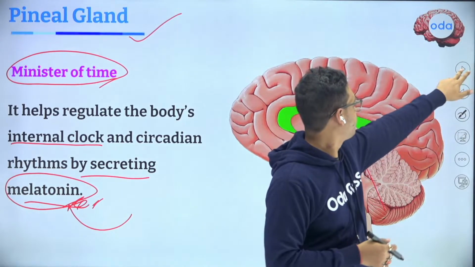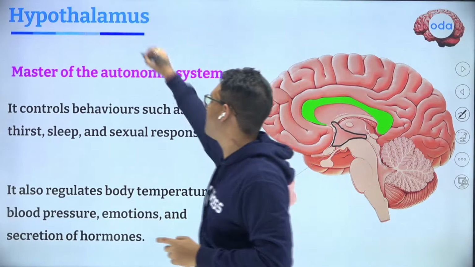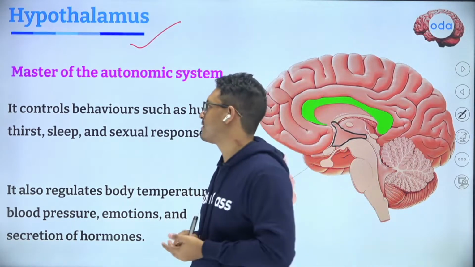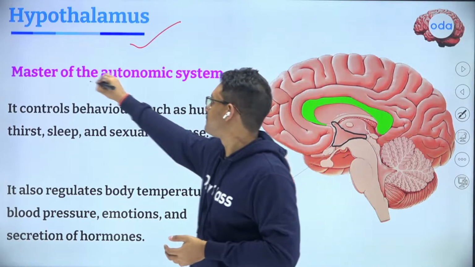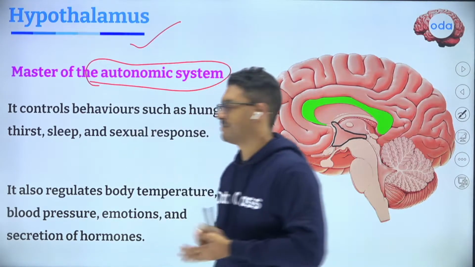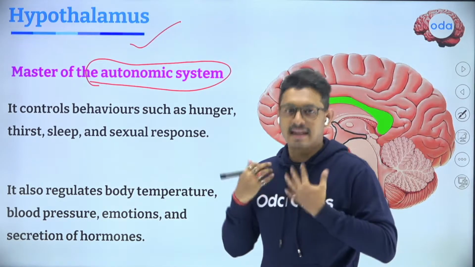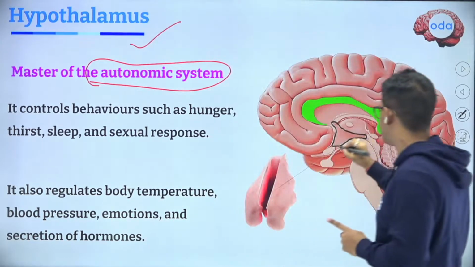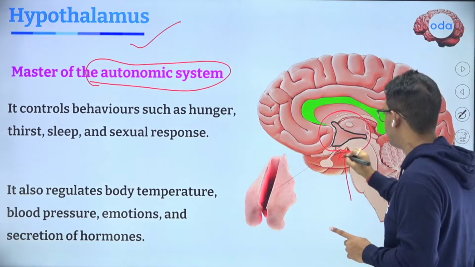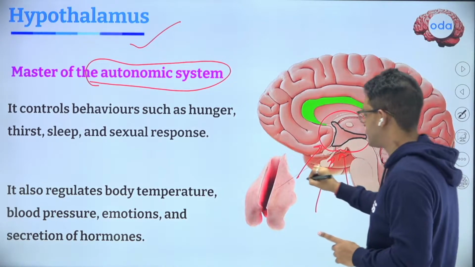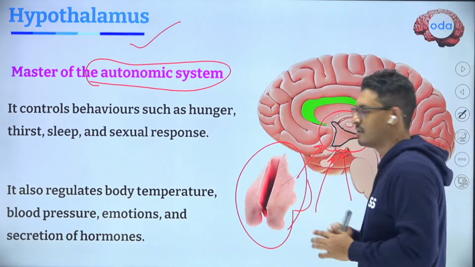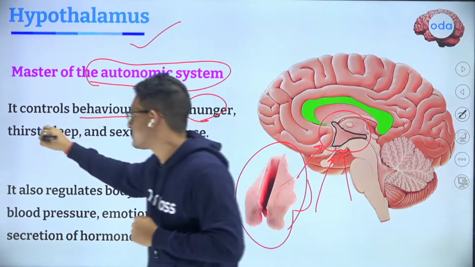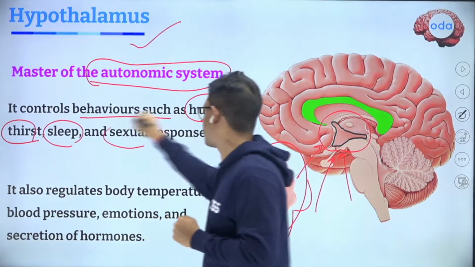Moving forward, the next one we have is the hypothalamus. Now, when it comes to hypothalamus, there is one more part of it which is called thalamus. We'll talk about that as well. Hypothalamus is the master of the autonomic system. Most of your autonomic nervous system that controls your body is handled by hypothalamus. You can see this black color region right here. That is the hypothalamus. This is what it looks like in a 3D version of itself. Okay. It controls behaviors such as hunger, thirst, sleep, and sexual responses as well.